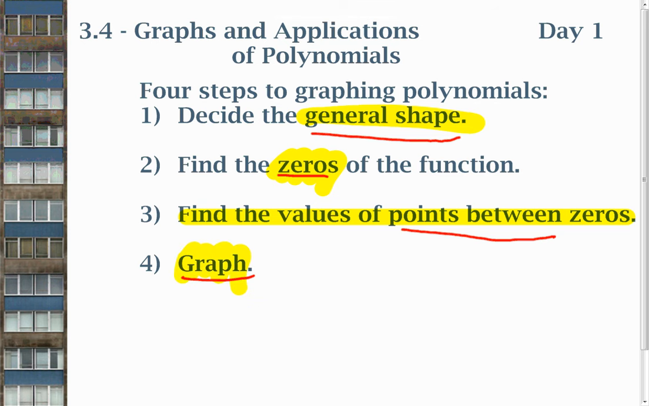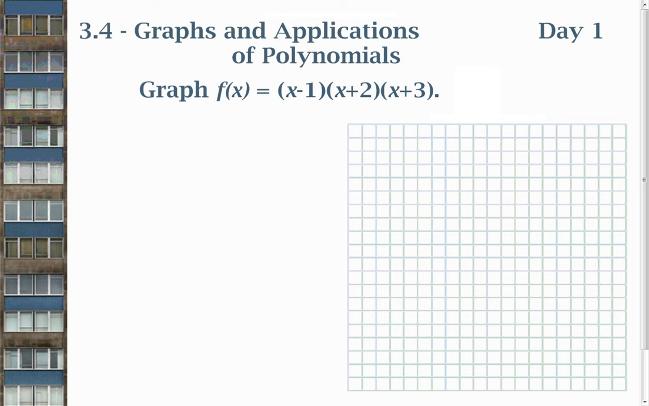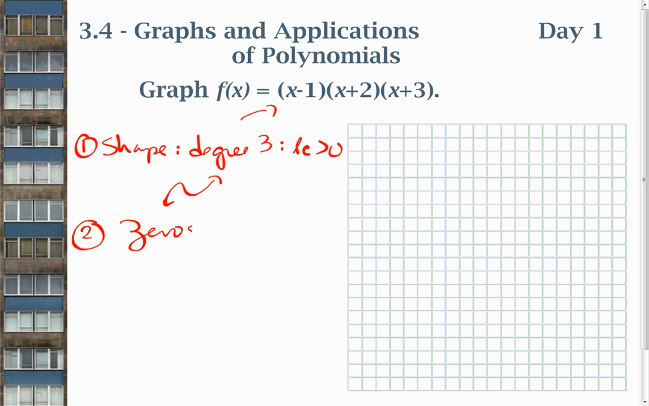Okay, so let's actually do one. This first one is going to be a basic level problem. The reason why it's a basic level problem is because it's already factored for you. And so this right now, you know, is going to be degree 3 because you have 3 x's in it. So again, general shape. We're degree 3. The leading coefficient is bigger than 0, so we know it's going to do something like this. For the zeros, you should be able to pull them right off your equation. So zeros are going to be at 1, negative 2, negative 3.